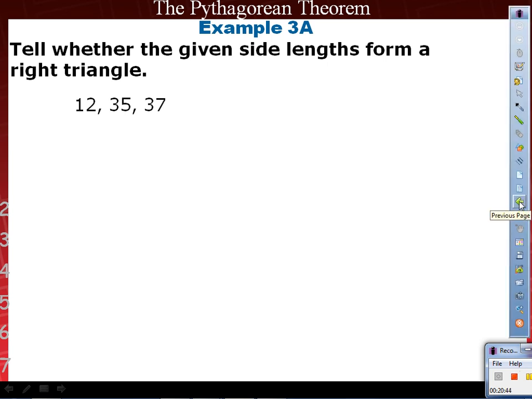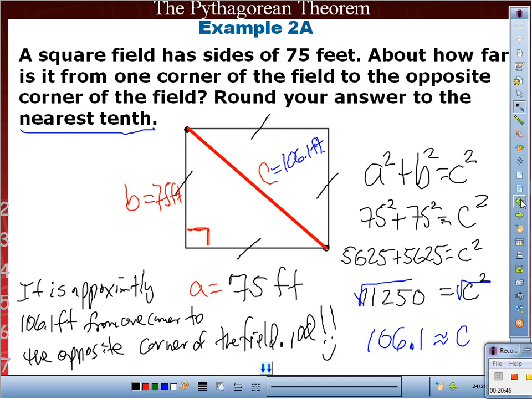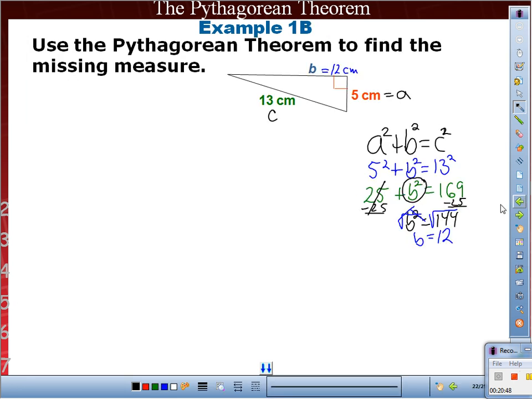Let me go back to the previous problems that we did. This one, this one, this one, and this one. What did you guys notice? That we were all missing a side, and we needed to solve for the side. So that means we used the Pythagorean Theorem, and we applied it, and we solved it. In mathematics, that's what we call applying the Pythagorean Theorem.